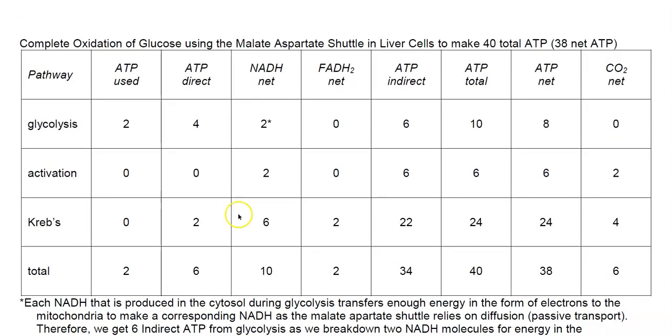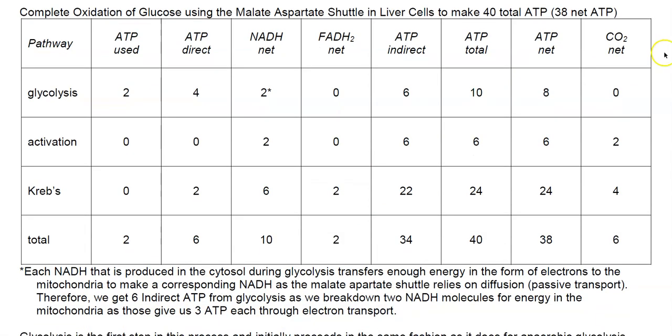Sometimes an easier way to present the data is to look at it in a table. So here's a summary for each of the 3 major steps. Again, the electron transport chain, where it's understood it's happening, we don't have to count the energy because we've already counted for it in a slightly different way here in the table.